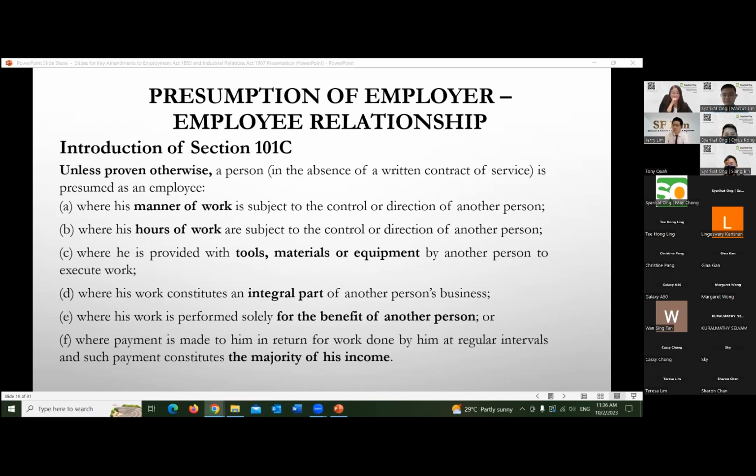this presumption of employer-employee relationship, to me, is a big thing, you know. Introductions of this, to me, is a big thing. The government is trying to have their hand into these issues about substance over form, right? So, you know, we are having a situation, not just in Malaysia, right? Throughout the globe, throughout international employer-employee settings, I would say, right?